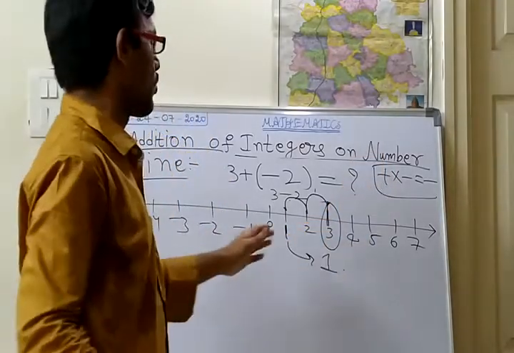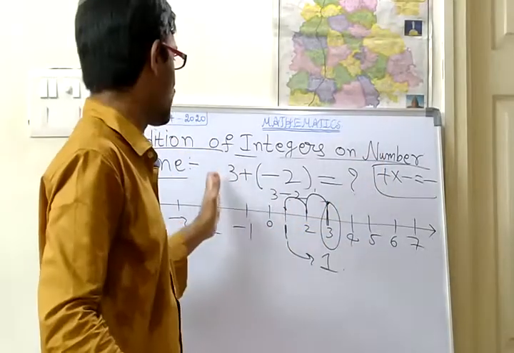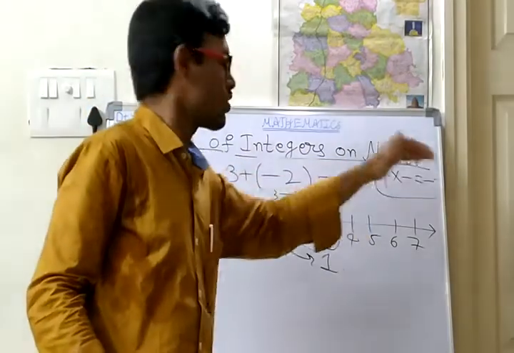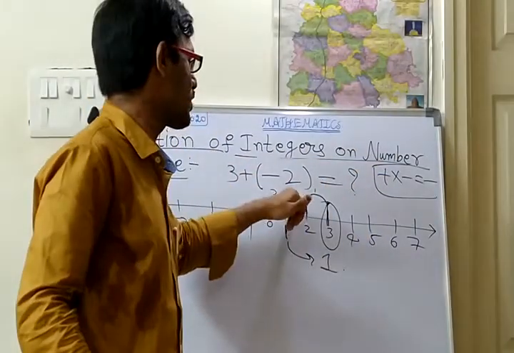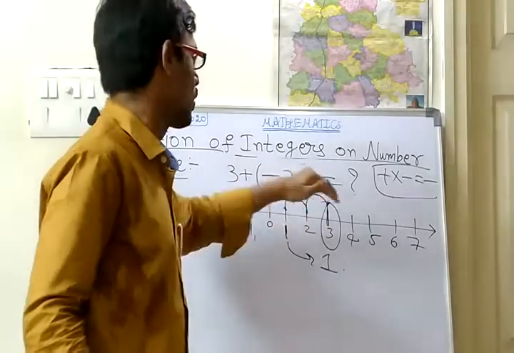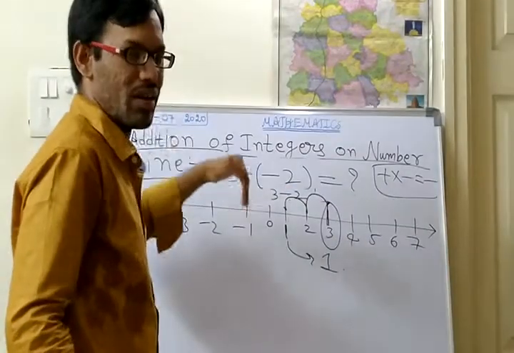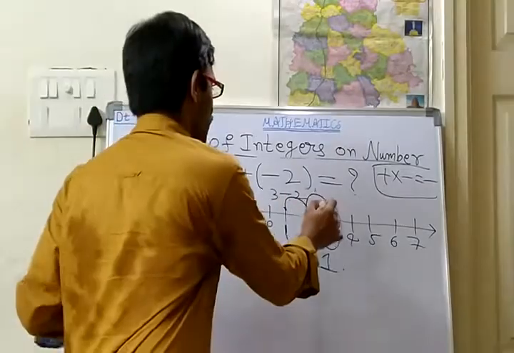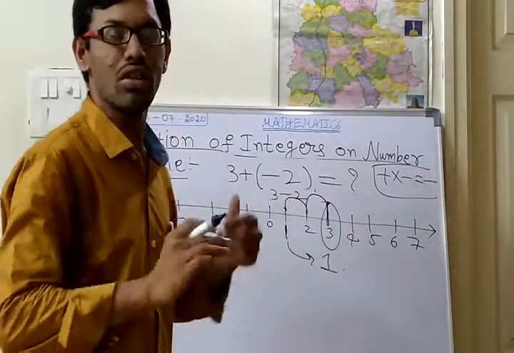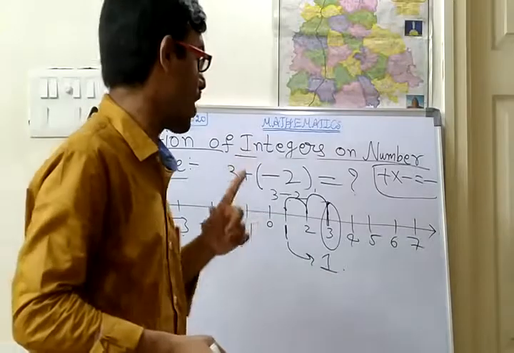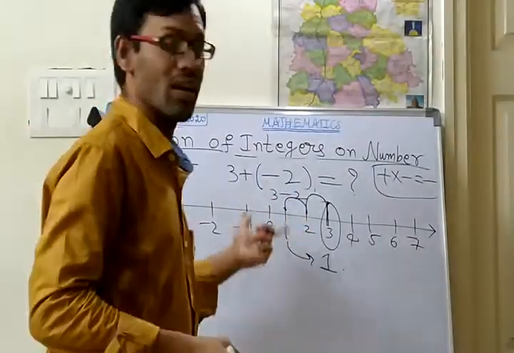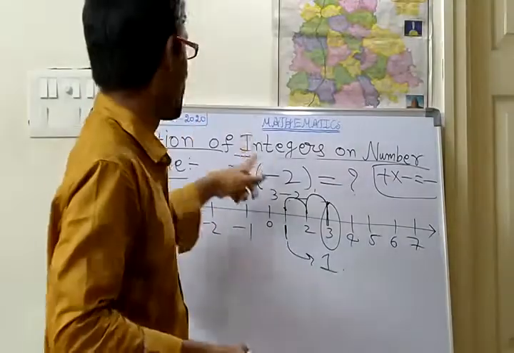Like this, whenever you are adding an integer to an integer, you should move in the forward direction. Whenever you are subtracting an integer from the positive integer, you should move to the left side, without skipping or leaving any number. Why are we not supposed to leave any? Because every number is an integer only. We are adding integer to integer.